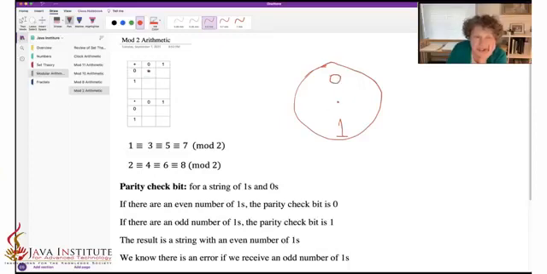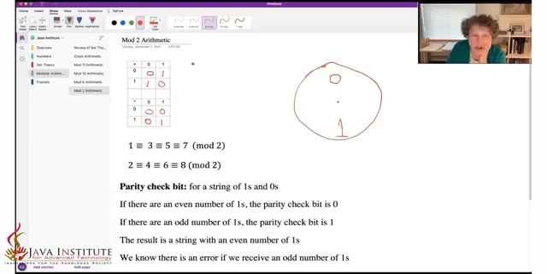0 plus 0 is 0. 0 plus 1 is 1. 1 plus 0 is 1. And 1 plus 1, what's 1 plus 1 going to be? Okay, I've got somebody. 0. Good. 0 times 0 is 0. 0 times 1 is 0. 1 times 0 is 0. 1 times 1 is 1. Okay? So what could be simpler than this?